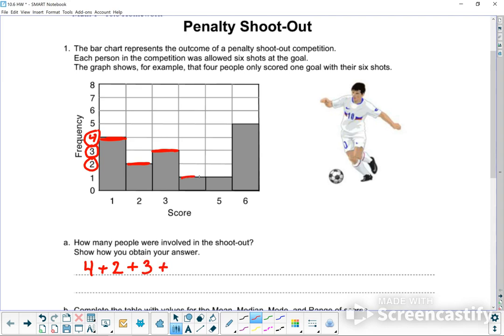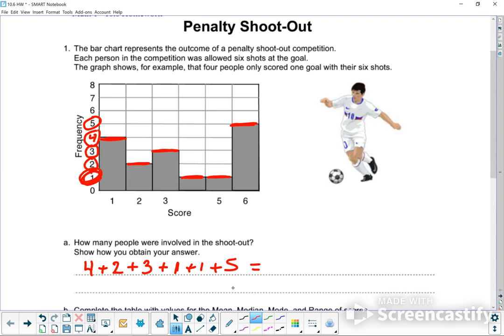What else? Oh, 4 points, right? Only one person scored 4 points. So 1. Then 5 points. Only one person scored 5 points. So I'm going to go ahead and add another one. Then 6 points. Okay, there's actually 5 players that scored all 6 shots.